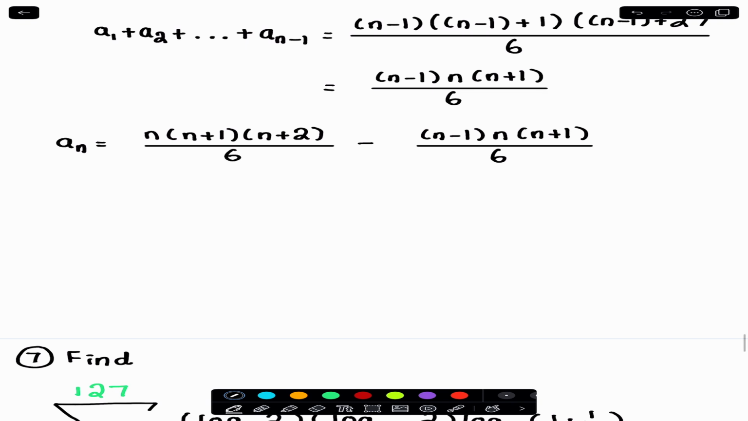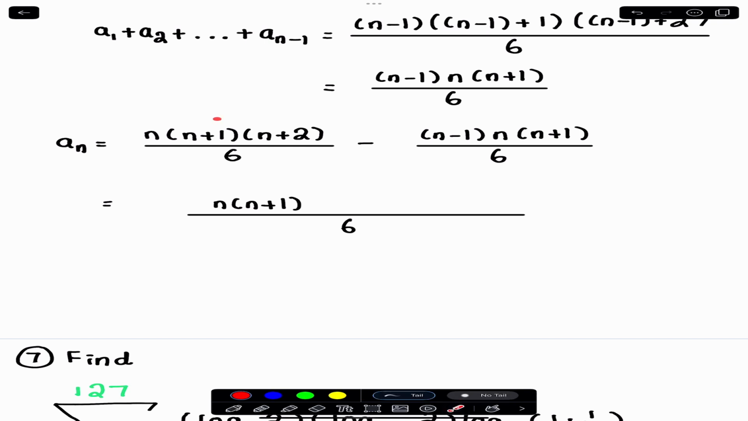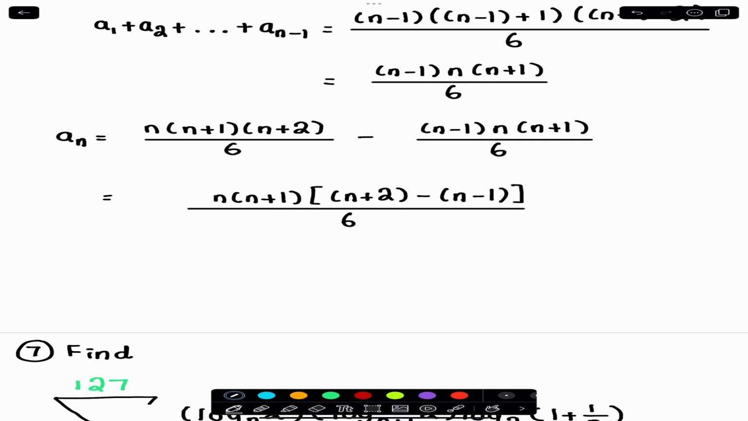Because these two fractions have the same denominator, we can combine them and start to clean up. I think the easiest way to do that would be to factor out this term, n times n plus 1, because it's common to both of them. Then what we are left with is an n plus 2 term minus, and we have to be careful about our minus signs, minus n minus 1.